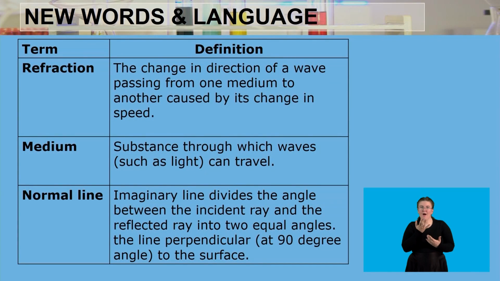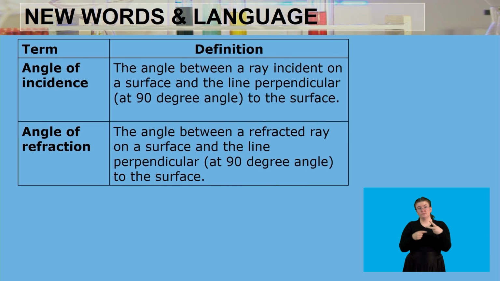So with what we know, we were able to answer these two questions that we were given. Throughout this lesson, there are certain words that you're going to be using to better explain the main idea, being the refraction of light, how light is refracted. So we're going to be making use of words such as refraction, medium, normal line, and then the last two are going to be the angle of incidence and the angle of refraction.